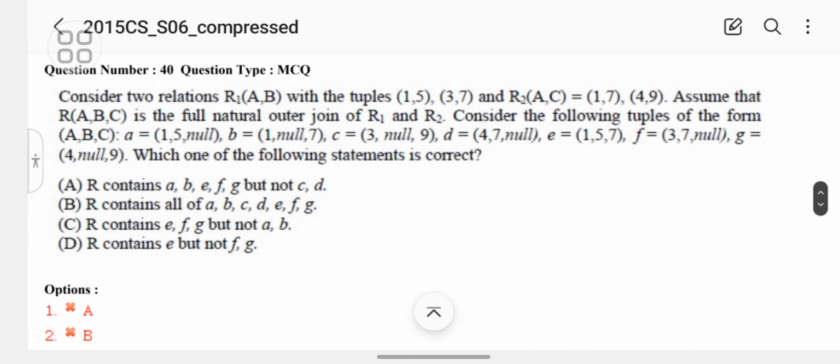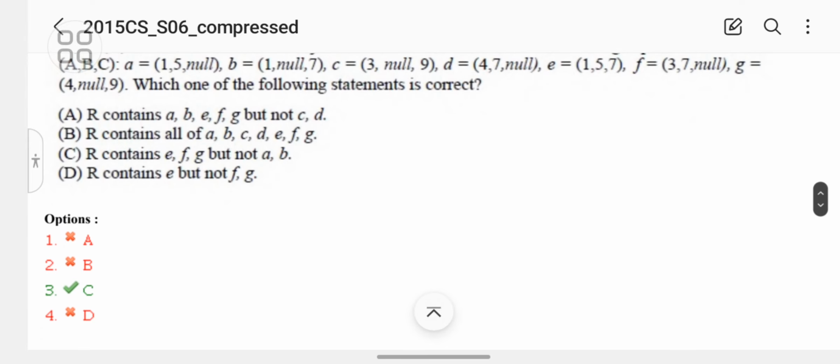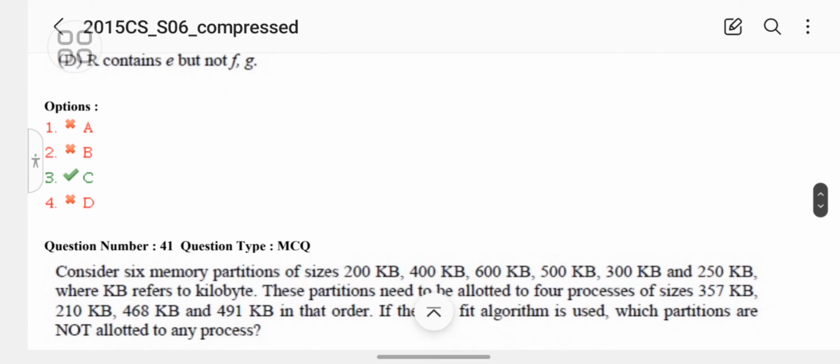Now question number 40: consider two relations, R1 with attributes AB and tuple (1, 5), (3, 7), and R2 with attributes AC and tuples (1, 7), (4, 9). Assume that relation R(ABC) is the full natural outer join of R1 and R2. Consider the following tuples of the form ABC: A equals (1, 5, null), B equals (1, null, 7), C equals (3, null, 9), D equals (4, 7, null), E equals (1, 5, 7), F equals (3, 7, null), G equals (4, null, 9). Now which one of the following statements is correct? So here the answer is C, that is R contains E, F, G but not A, B. That is, the relation contains E, F, G but not A, B.